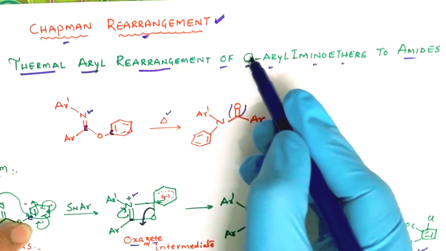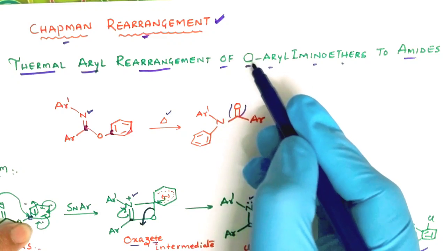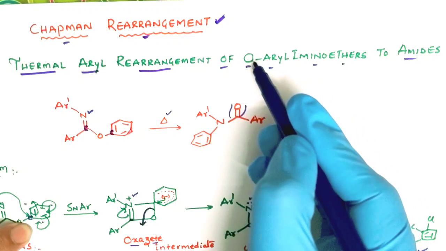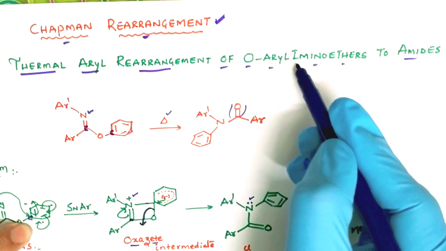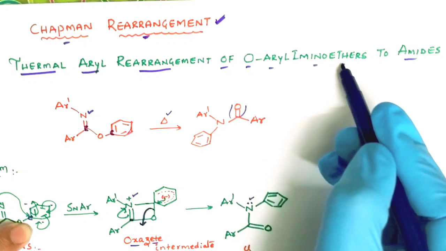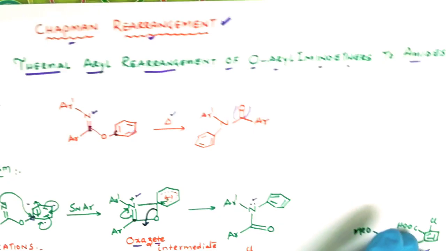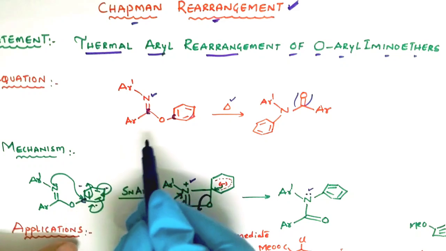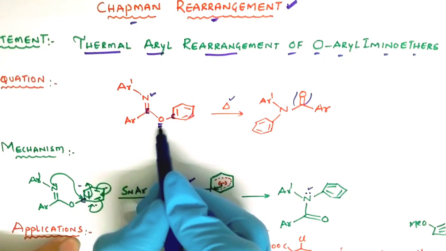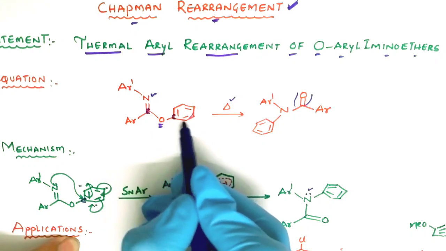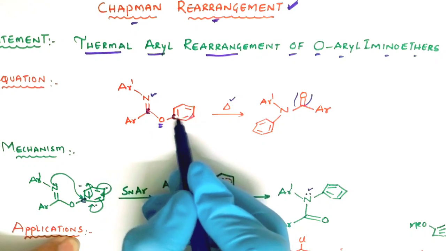This is not the ortho position. This one is O-aryl. It means the aryl group is connected to oxygen. Next, an imino group should be there. And ethers. Ether means which linkage must be there? Oxygen-carbon linkage must be present. If you see the reactant, here it is an oxygen, right? O-aryl, oxygen is connected to the aromatic ring, the aryl ring.